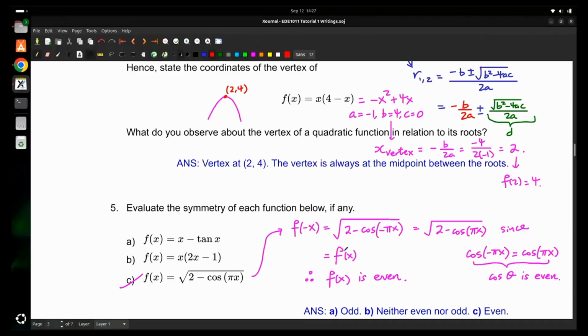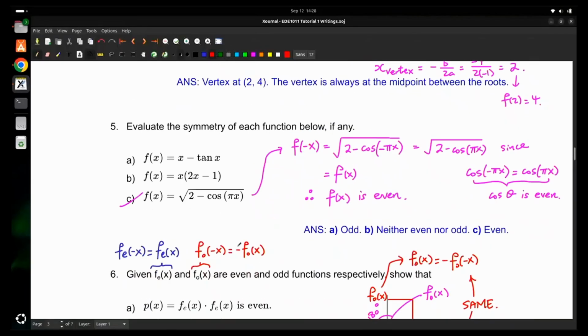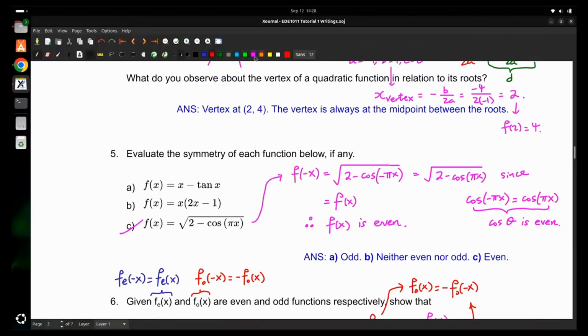How about A and B? A and B, any problems? Good. So it looks like you're fine. Okay, so for A, same thing. So you always just sub in the minus x. So f of minus x: the x must all change to minus x. Minus tangent of minus x. Okay, so all x's change to minus x.